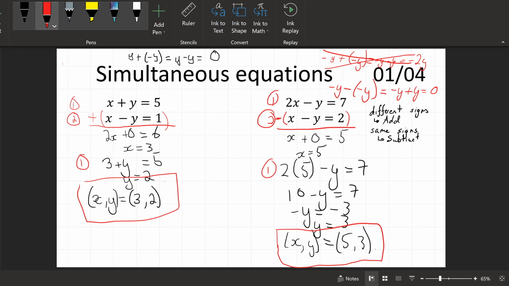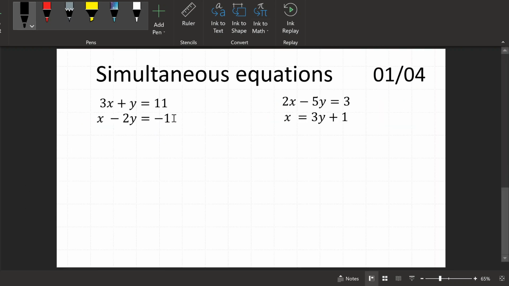Fantastic. Okay, so let's move on. We're now looking at some questions where the coefficients of the variables are different. So we'll need to approach this in a slightly different manner, won't we? We'll have to do similar to what we did last time.